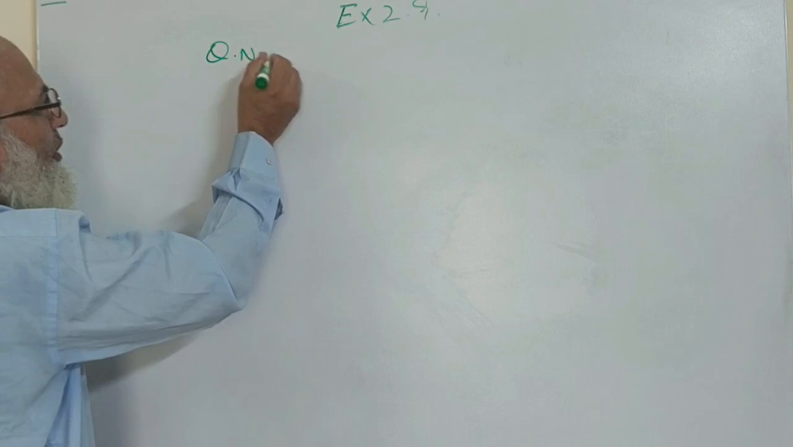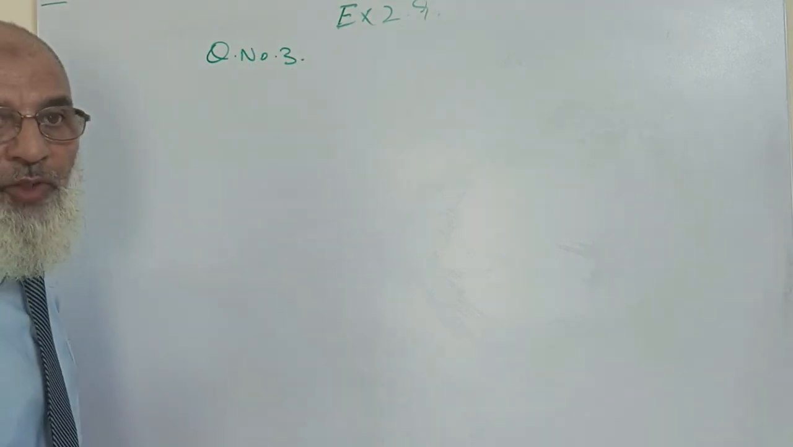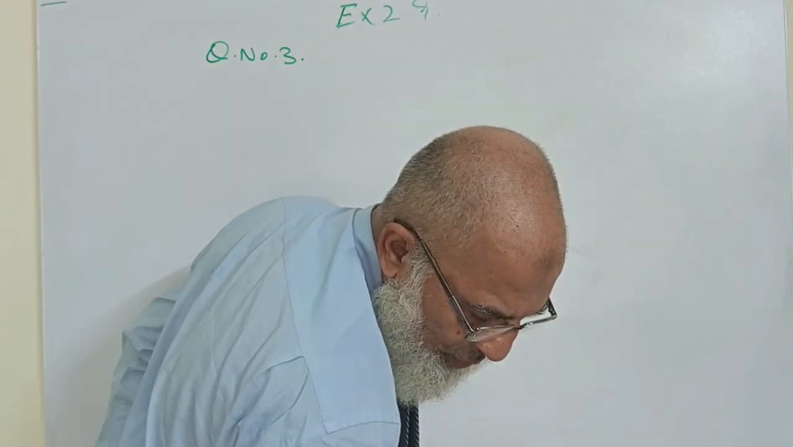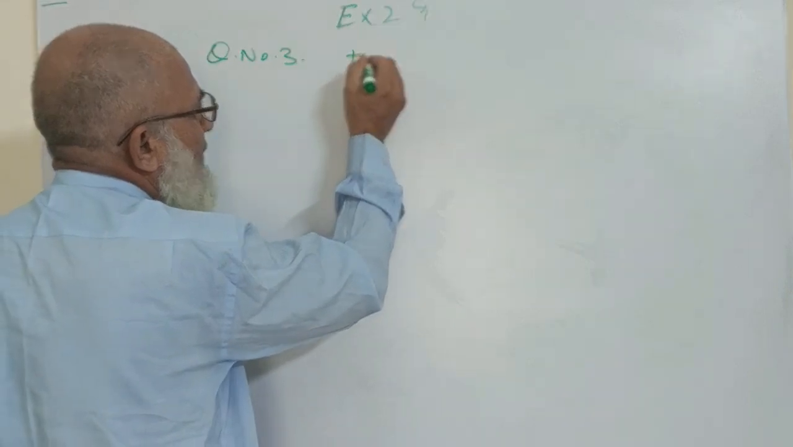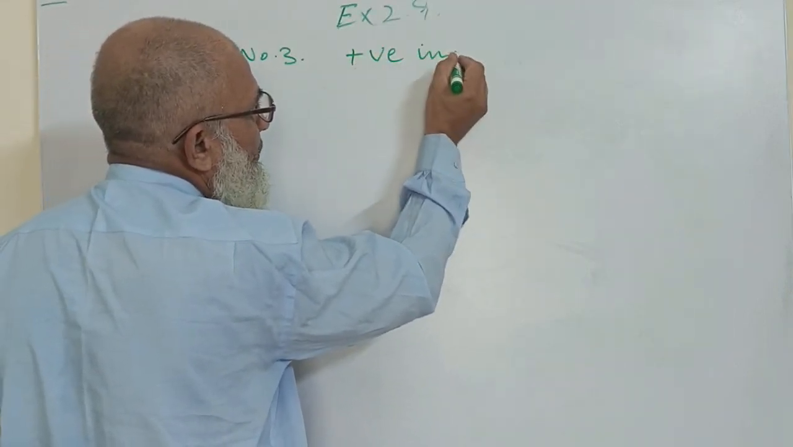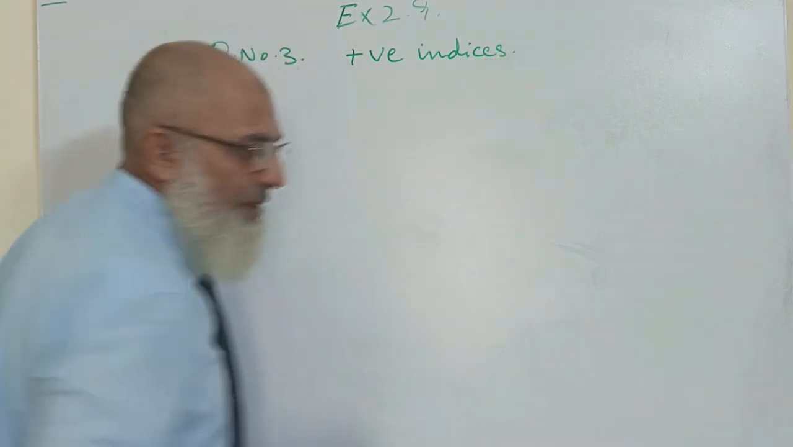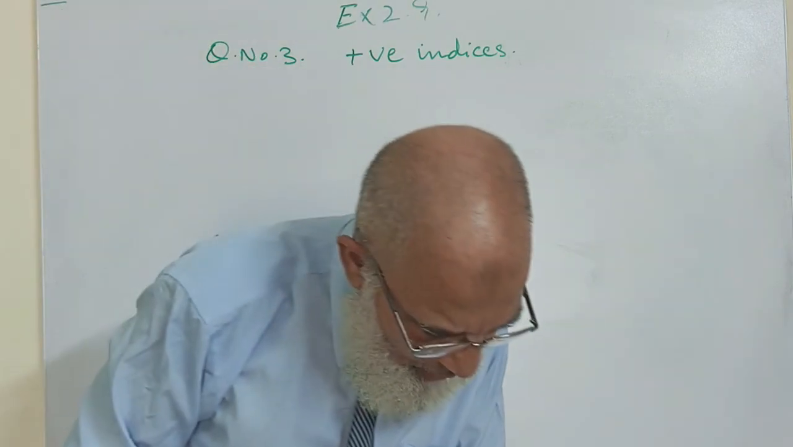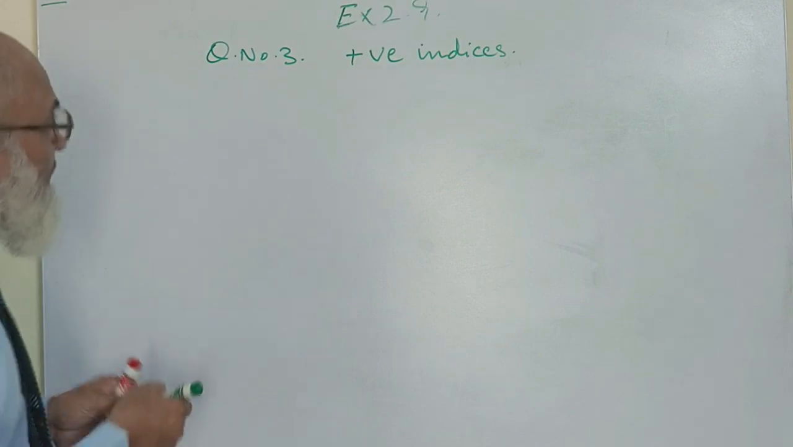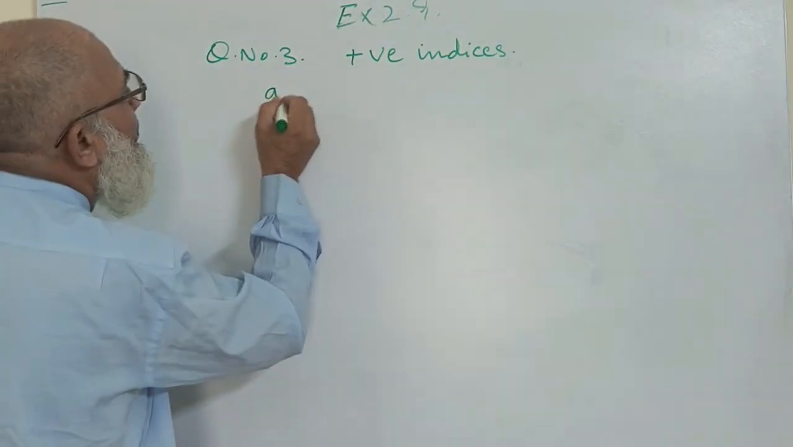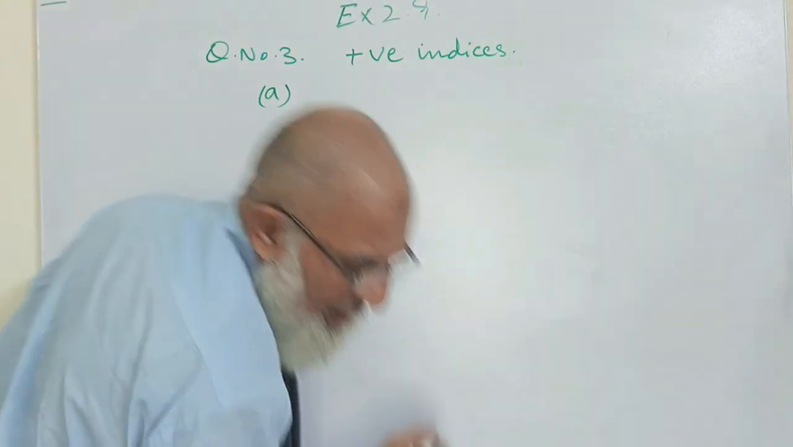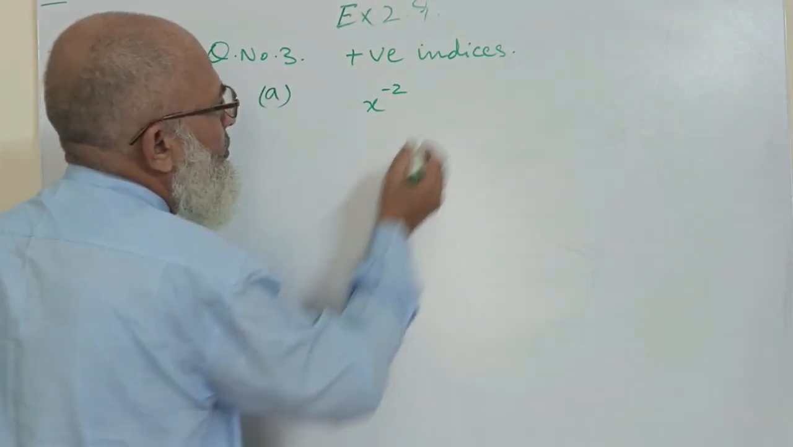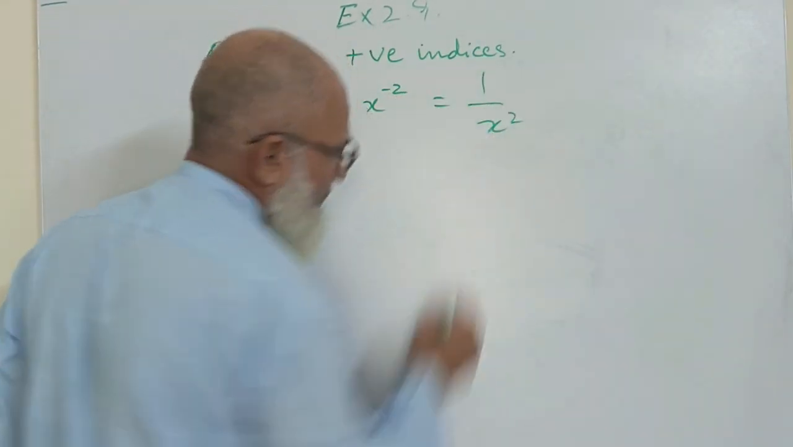Question number 3. Now we have to write the expressions in positive indices. Write each expression so it has only positive indices, not the negative indices. So question number 3, part A is x minus 2. So it will become 1 upon x square.